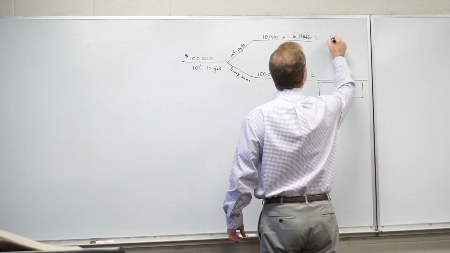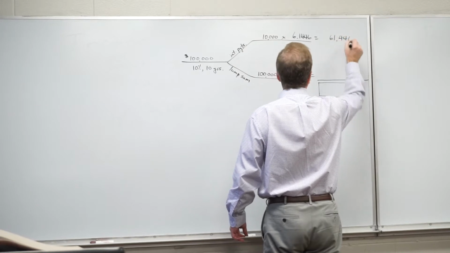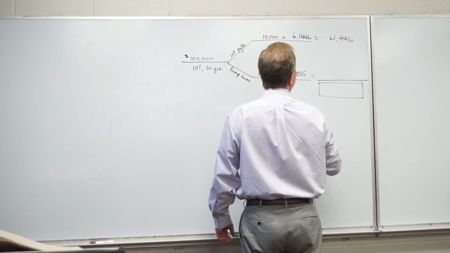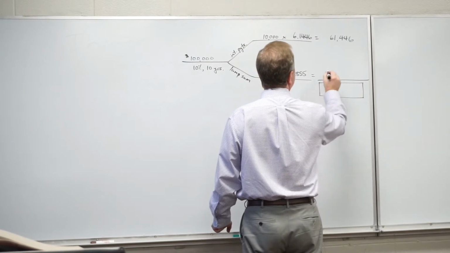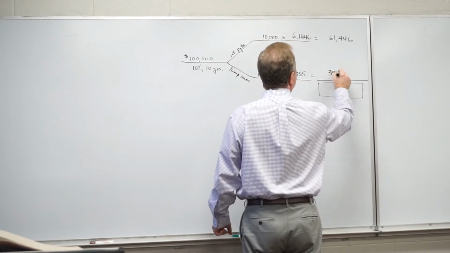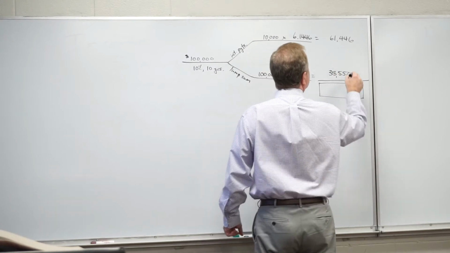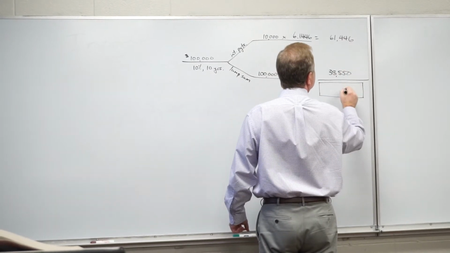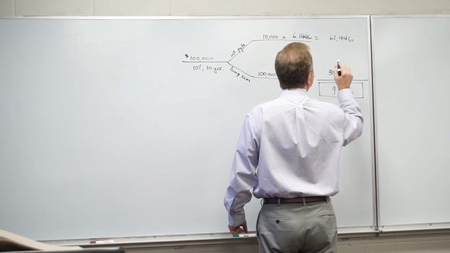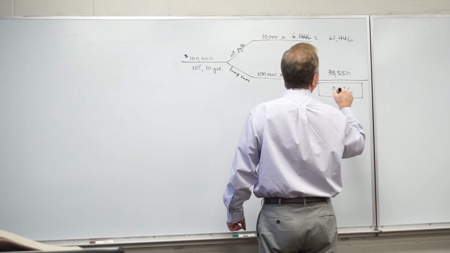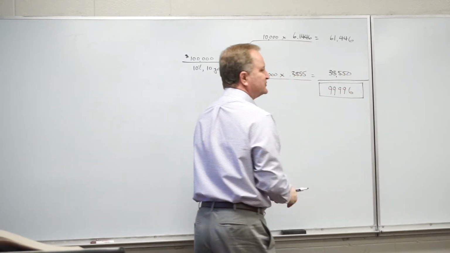So this should be 61,446, and this should be what? 38,550? Yes. So 6 and 6, 4, 5, 9, 4 and 5, 9, 1 and 9. And that's 9. Is this right?